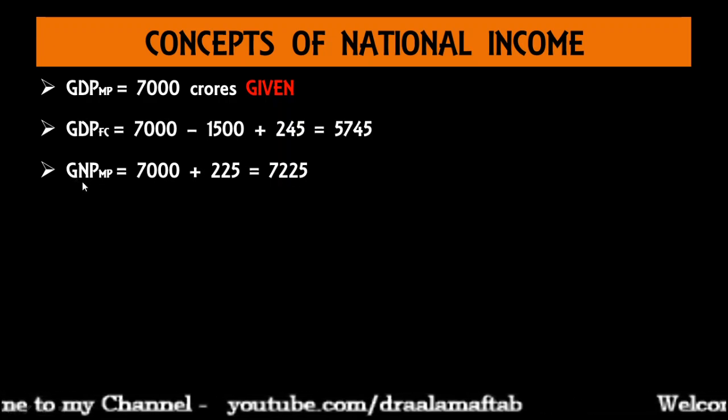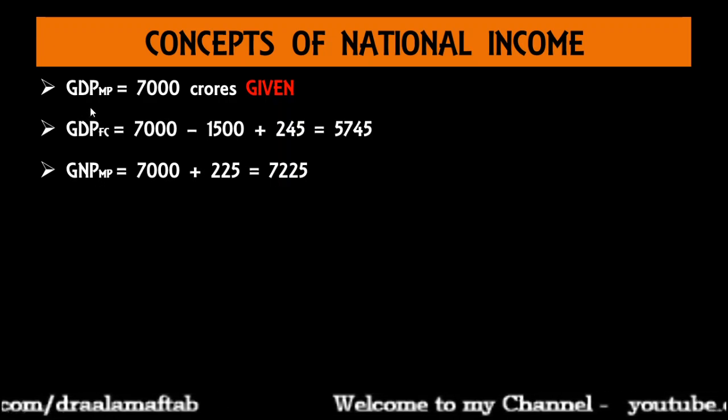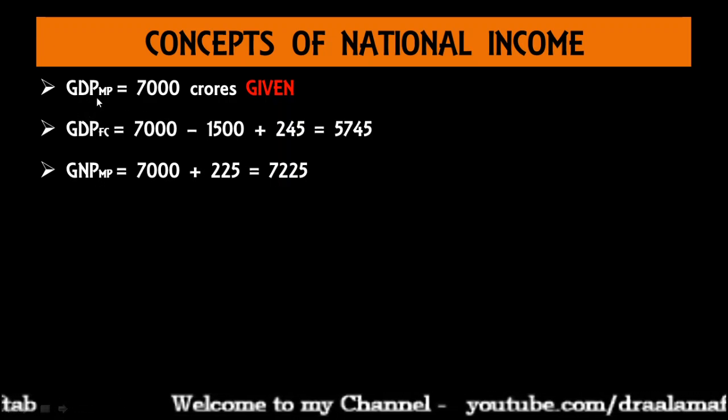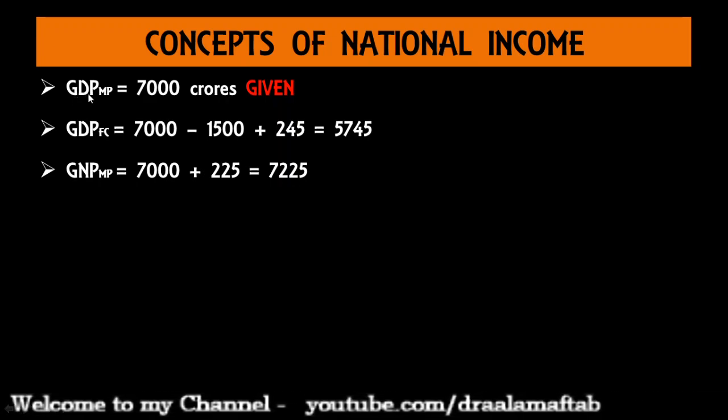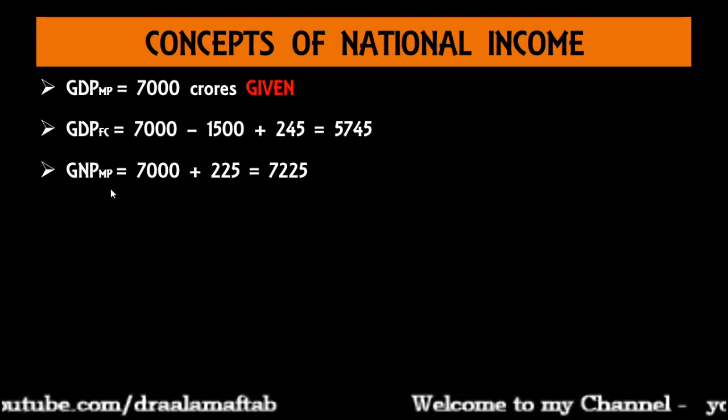Similarly, the third concept is GNPMP, that is gross national product at market price. So GDP we have already been given. We have to convert this domestic value into national value. For that, what is the simplest method I told you?